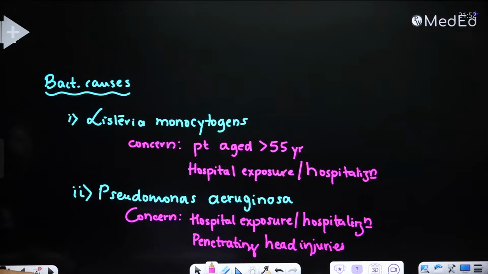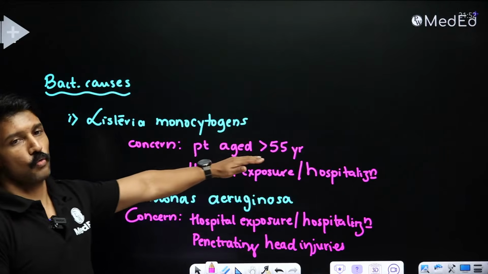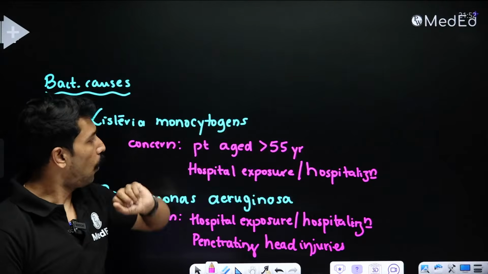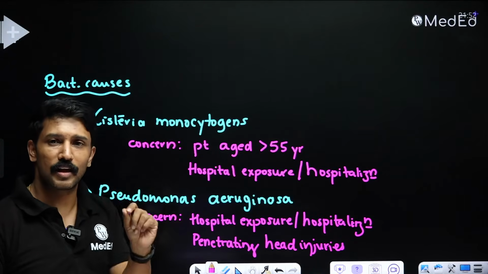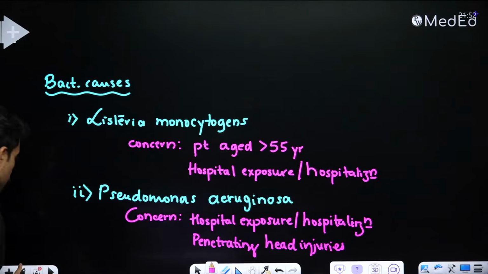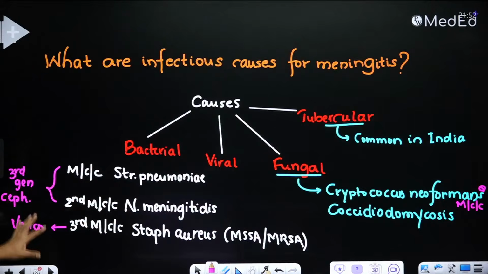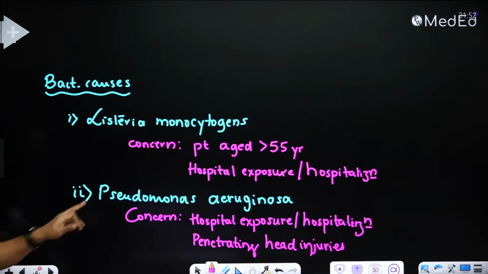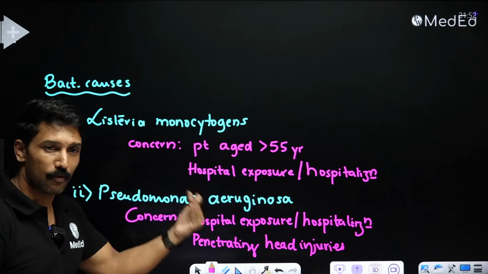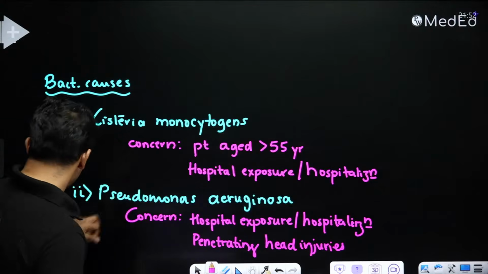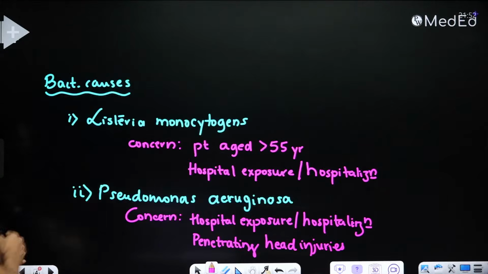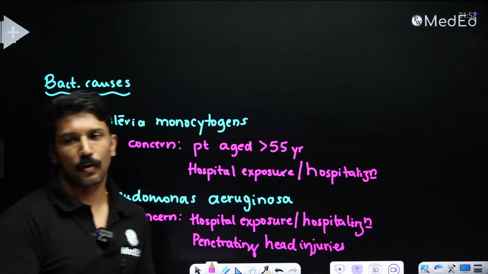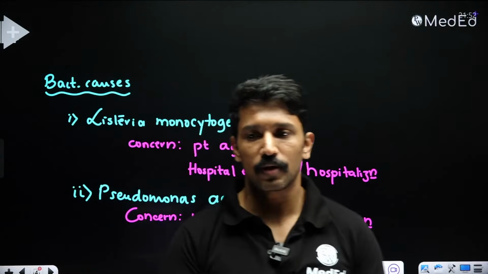But what if I tell you that the person I'm seeing is 70 years old? Don't you think I need to also take care of Listeria monocytogenes in that person? These two are for sure, because these are common. So these two antibiotics are required. But what if the age is more than 55? Then I also have to cover this. Do these antibiotics, ceftriaxone and vancomycin, work for Listeria monocytogenes? No. What is the drug of choice for Listeria monocytogenes?